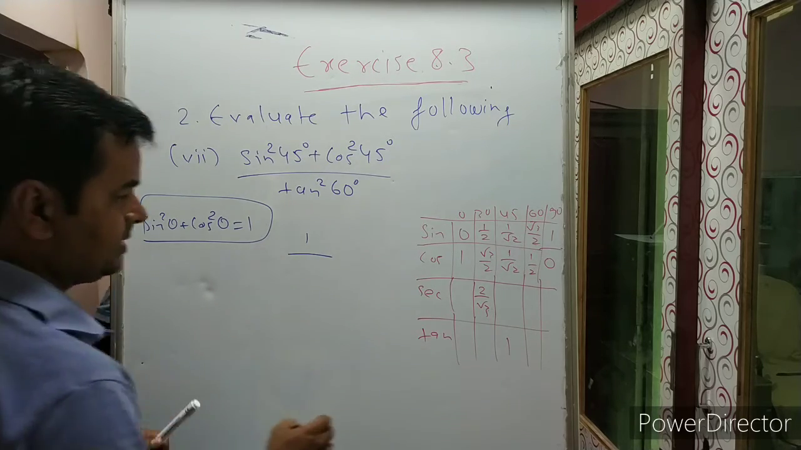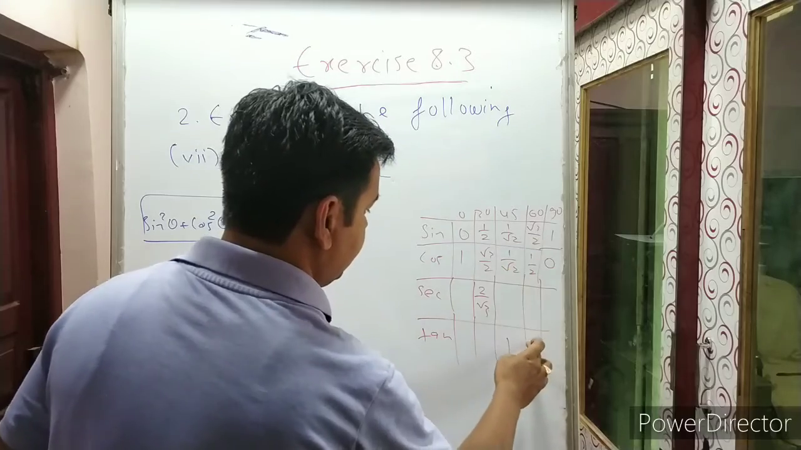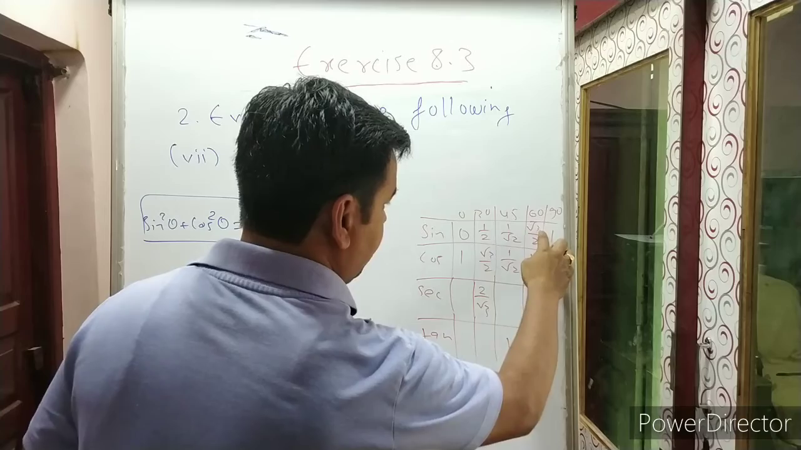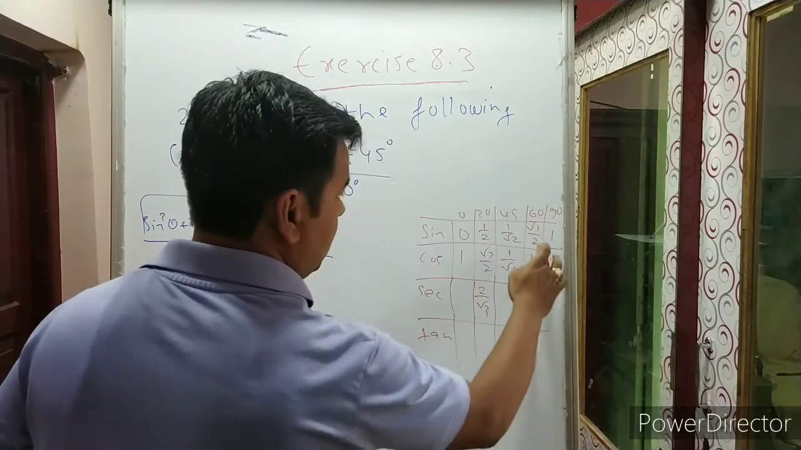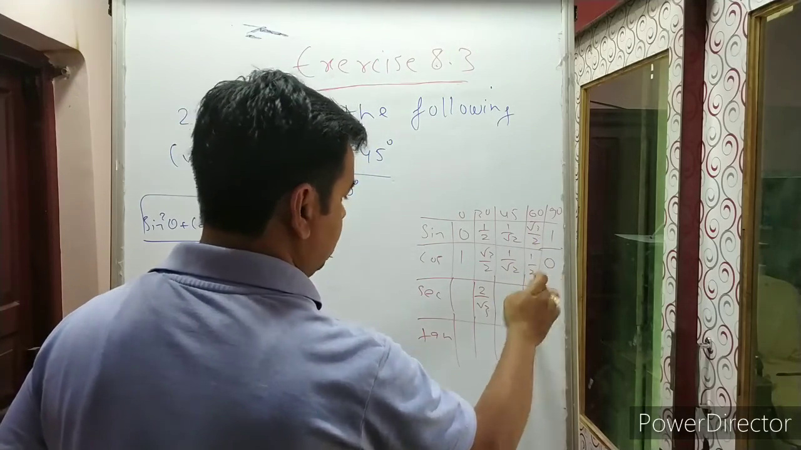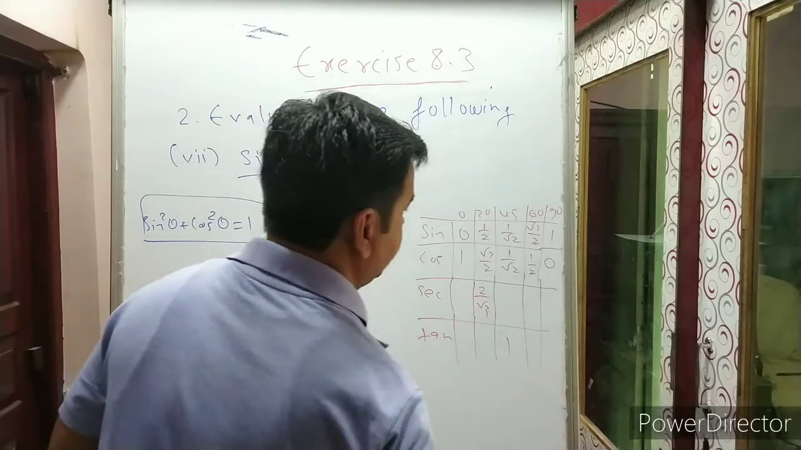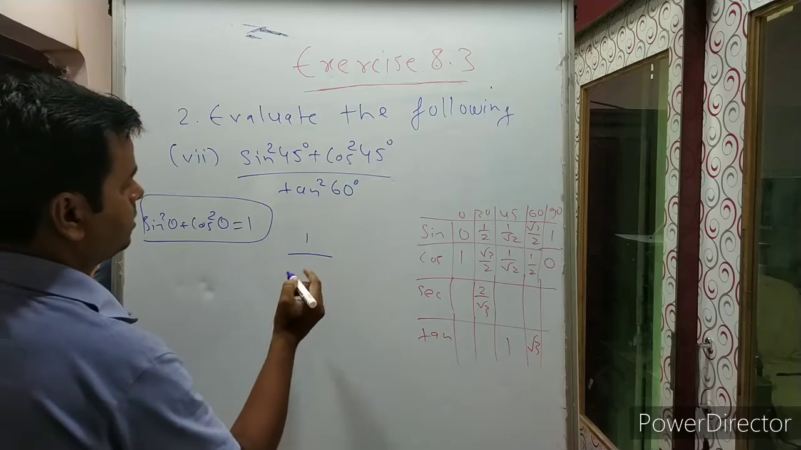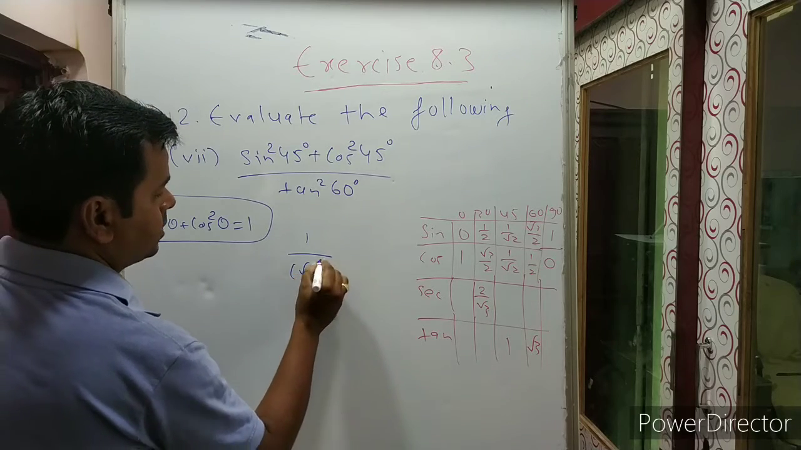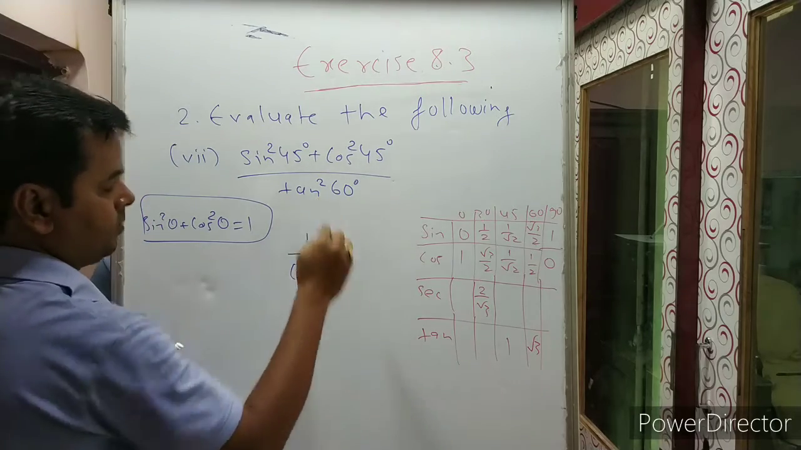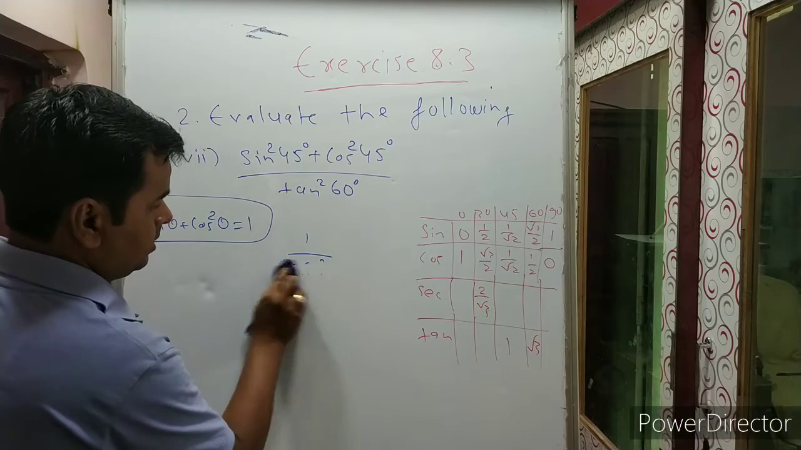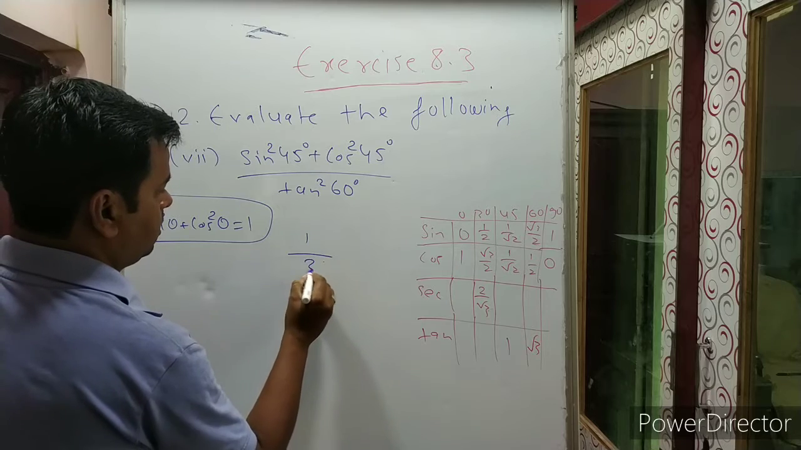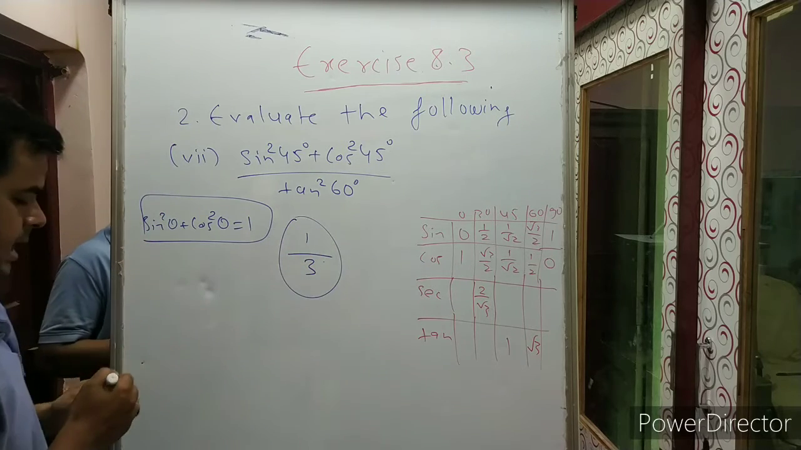Okay, and tan 60's value will be sin 60 upon cos 60, that will be root 3 upon 2 upon 1 upon 2. So this will be root 3. Okay, so root 3 square, because this is tan square 60, is 3 only. So 1 upon 3. So this is the answer.